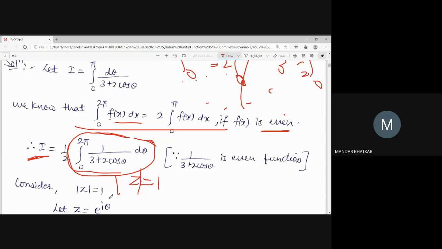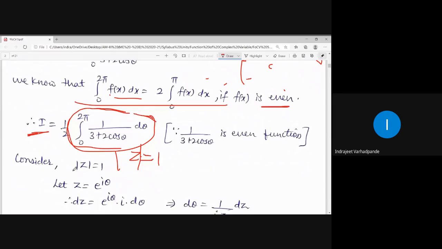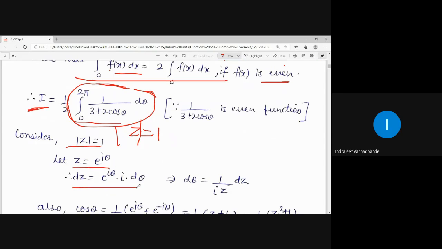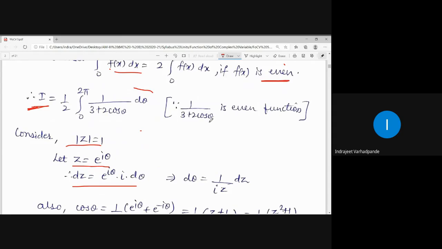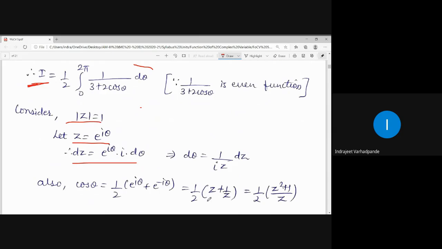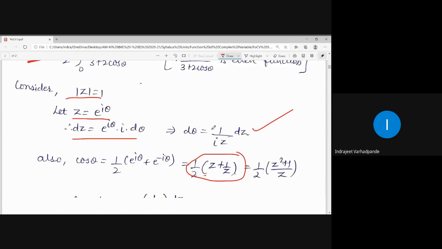Yes, sir. Now mod z equal to 1, the unit circle, z is equal to e to the power i theta, dz is equal to e to the power i theta into i into d theta. So what does it become? d theta is 1 upon iz dz. For cos theta, half of z plus 1 by z. This is the substitution. Clear?